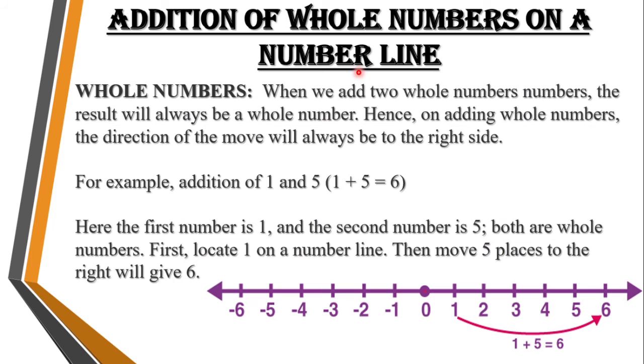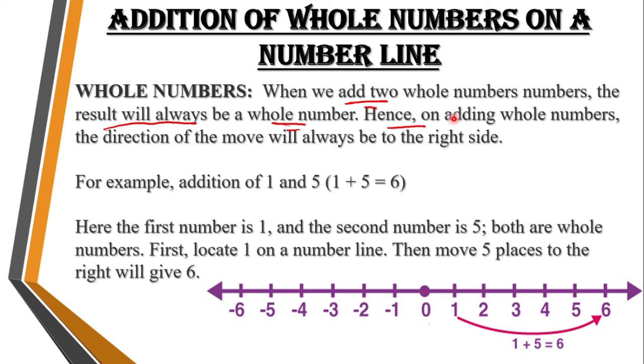So first of all, what is a number line? The name only says, right, a line where numbers are arranged, number line. First we'll start at 0. We'll keep a point at 0 and then 1, 2, 3, 4, 5, 6 and so on. So this is known as number line, a line where numbers are arranged. Now let's learn addition of whole numbers on a number line. When we add two whole numbers, the result will always be a whole number, right?